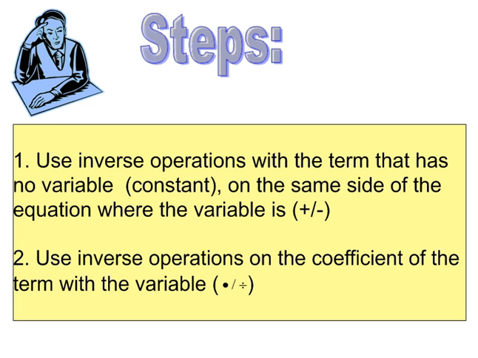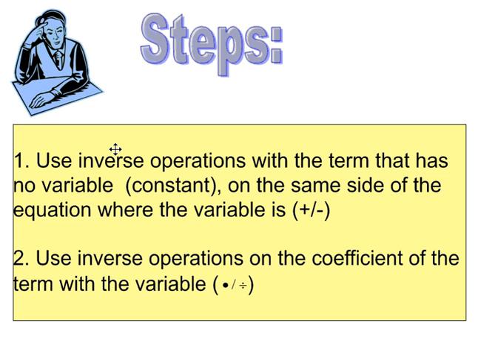So our first step, because it's a two-step equation, is we're going to use inverse operations with the term that has no variable in it. In other words, we're going to deal with the constant. And we're always going to look on the same side of the equation where the variable is, and then depending on what's going on, we're going to add or subtract.